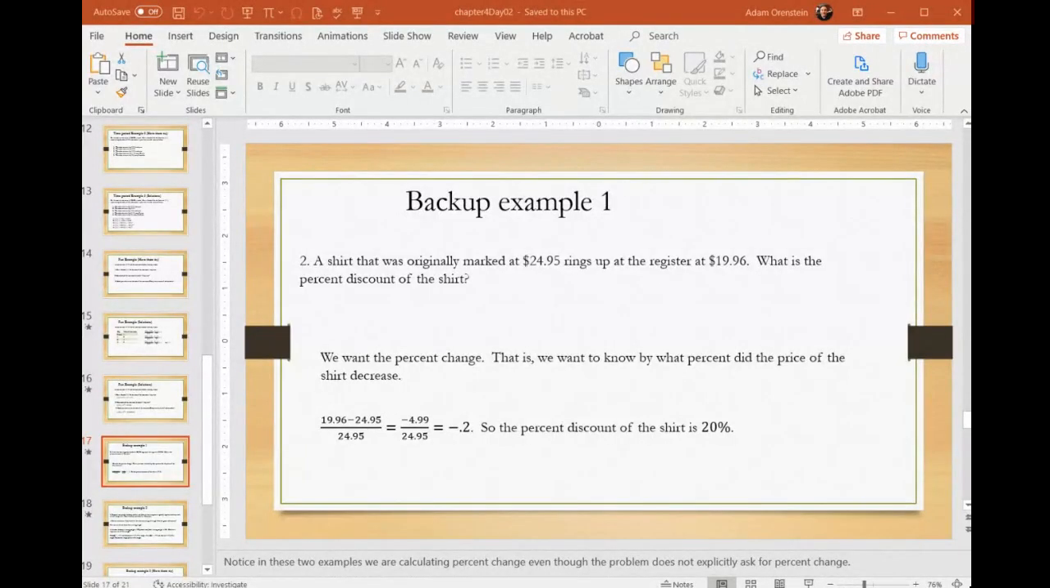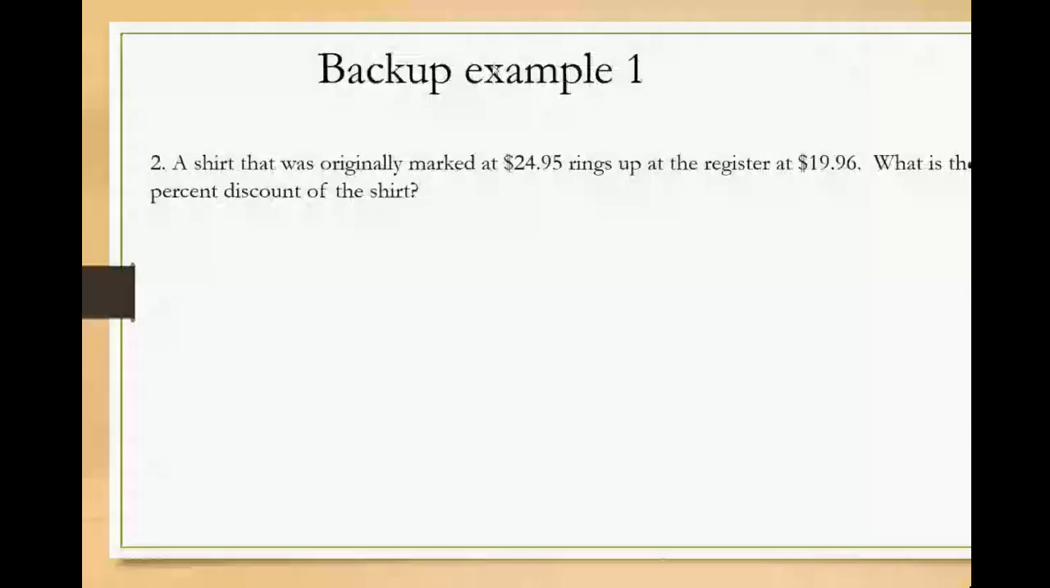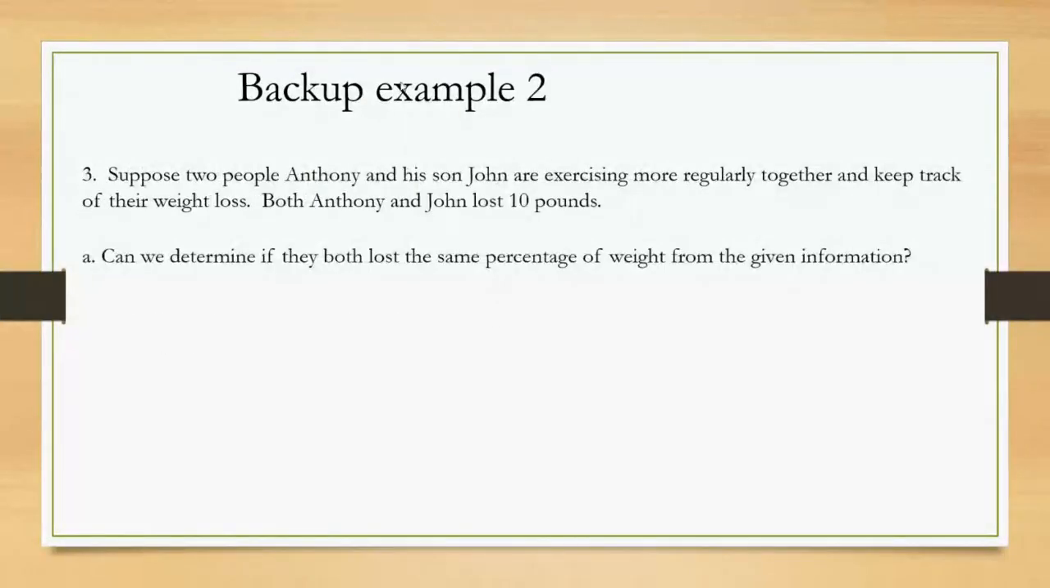Okay, let's do another one that was fun. Let's suppose there are two people here, Anthony and John. The names are from the book, so if anyone else has those names, that's just a coincidence. Let's say they're exercising regularly and tracking their weight loss. They're father and son. Let's suppose they both lost 10 pounds.